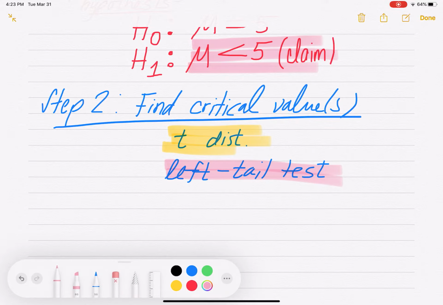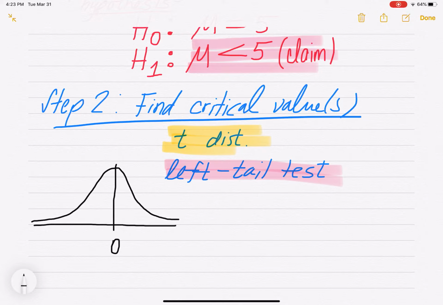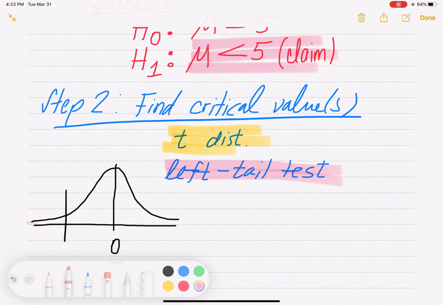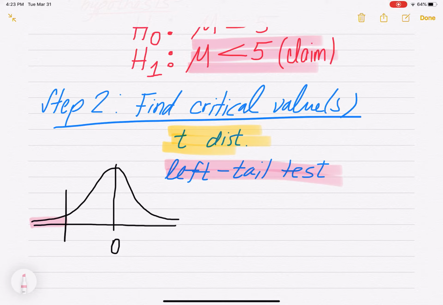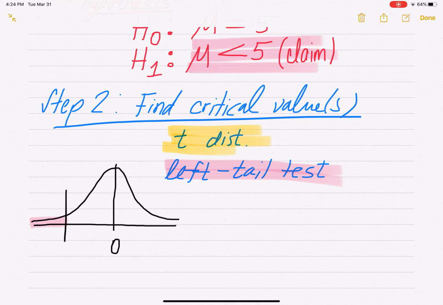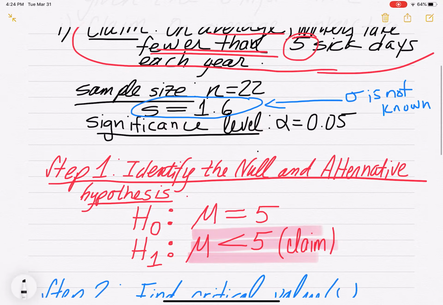All right, so we got a T distribution. Let's draw a little picture here of the T distribution. It's a bell-shaped curve similar to the z distribution. You got a 0, that's the mean, the center of the t distribution, and looks like we're dealing with the left tail. Left tail, we're going to make that pink. Now, if you think about your significance level that was given back, there it is, 0.05.